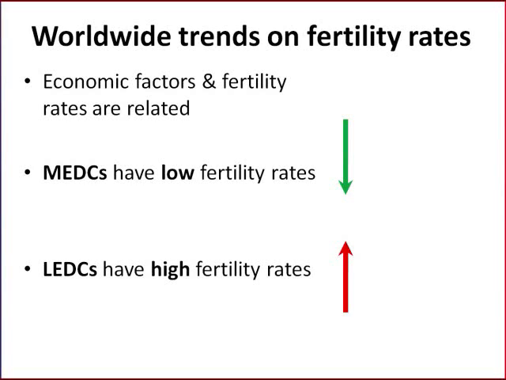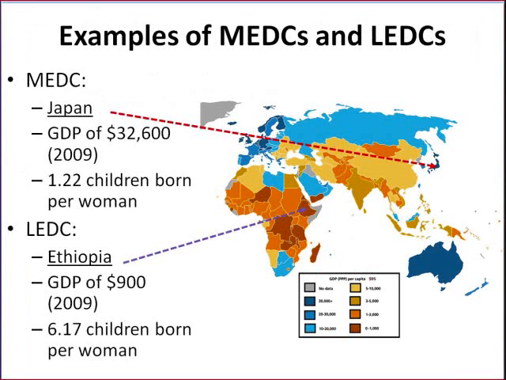Generally, more economically developed countries tend to have low fertility rate, while less economically developed countries tend to have high fertility rate. For example, Japan with high GDP of more than 32,000 US dollars has a very low fertility rate, which is 1.2 children born per woman, while Ethiopia, which has a low GDP of 900 US dollars, has a very high fertility rate of 6.2 children born per woman.